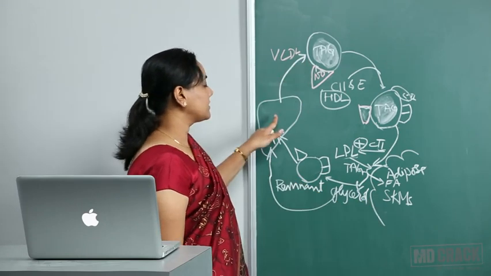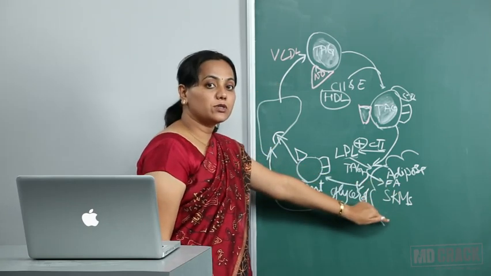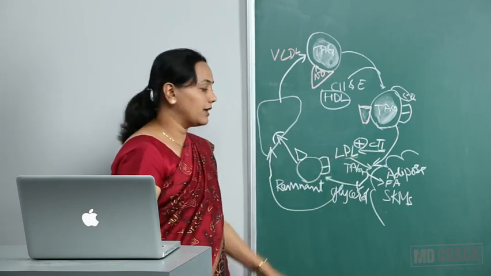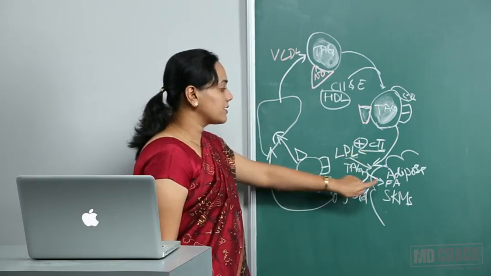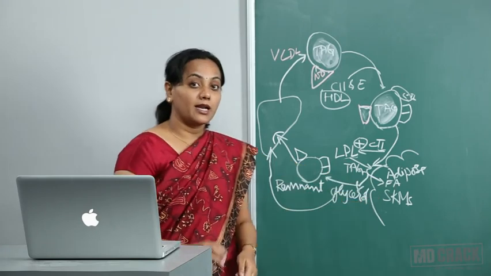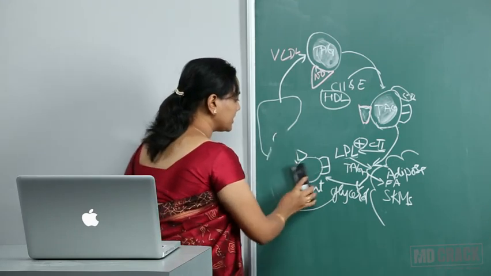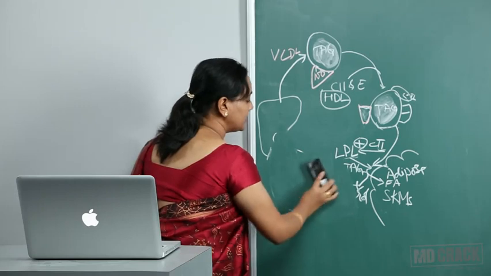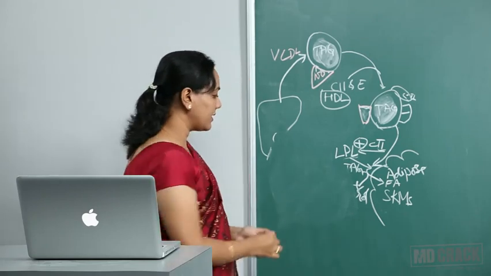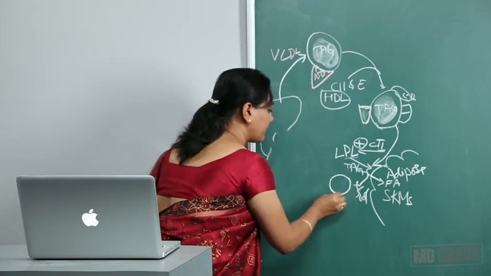So endogenous triacylglycerol from the liver has reached the adipose tissue and the skeletal muscle. Again, ApoC2 will stimulate lipoprotein lipase, which hydrolyzes triacylglycerol into fatty acids and glycerol. Glycerol goes back to the liver. Now comes the change in the metabolism. Once this has formed, this lipoprotein without its triacylglycerol will form an intermediate density lipoprotein.